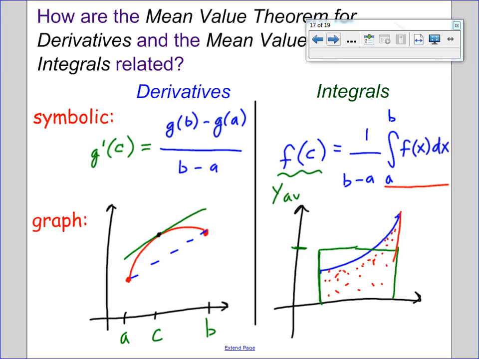Yes? Big F of B minus big F of A over B minus A would be right here. This big F of B minus big F of A would be what? G, right? This right here, so long as the derivative of G is F. And so this part right here could be my G of B minus G of A. So there we go. We've got all the pieces.